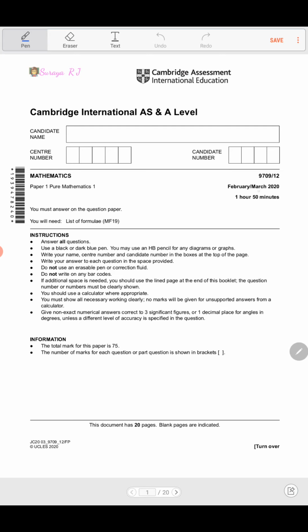So you will have newly added chapters such as transformation of curves and equation of circles. Also, you won't have a question on vectors because vectors has been omitted from paper 1, but we have vectors in paper 3 only.